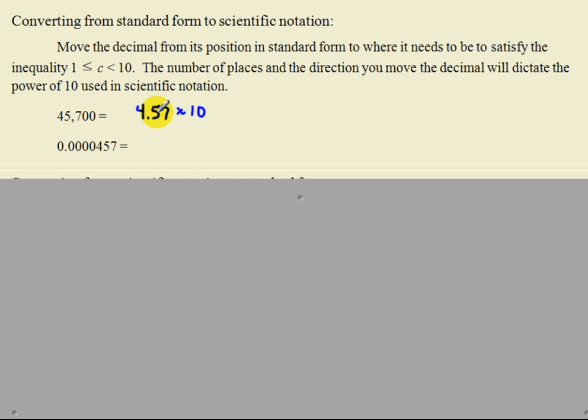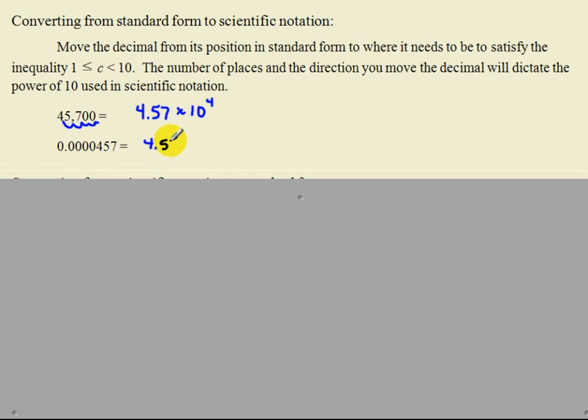Times 10, and then to figure out what our exponent will be, look at where the decimal is in scientific notation and move it to where it is in standard form. 1, 2, 3. We have to go 4 places to the right to get to standard form, so our exponent here is 4.